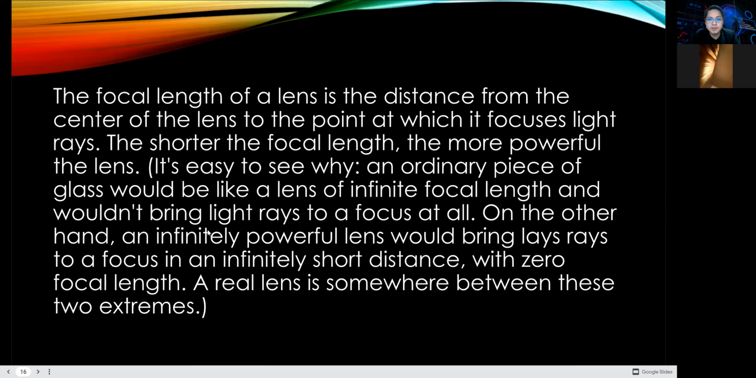It's easy to see why an ordinary piece of glass would look like a lens of infinite focal length and wouldn't bring light rays to focus at all. On the other hand, an infinitely powerful lens would bring rays to a focus in an infinitely short distance, with zero focal length. Okay, a real lens is somewhere between these two extremes. Okay, it can bring the far object near, or it can bring the near object far infinitely.